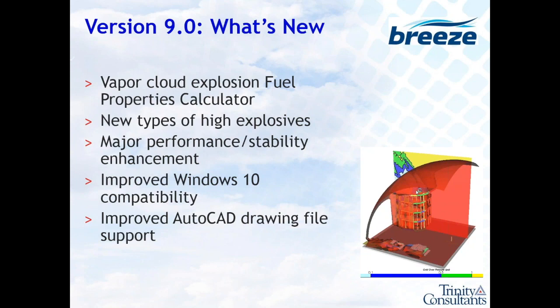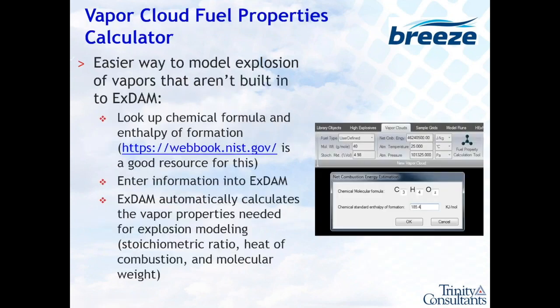Next, we have new types of high explosives. Previously, the model just had TNT. Now you can choose from several different explosives. Then we have made a major performance enhancement to the program. It's going to make it much more stable and powerful, especially for really large runs where you have a large number of buildings modeled in a lot of detail. And then we just have improved compatibility with Windows 10 and AutoCAD drawing files. So let's talk about each of those a little bit.